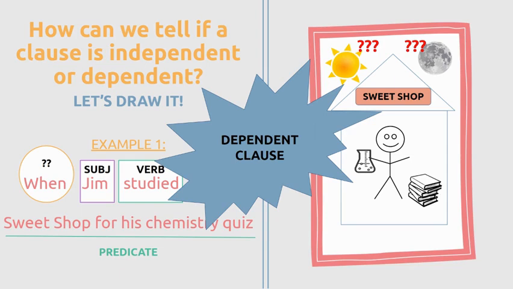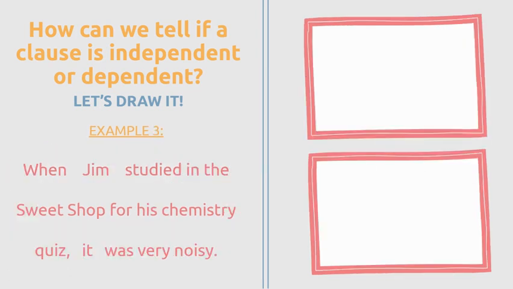Again, similar, but it has that extra word. And then if we looked back at our list, obviously "when" is a dependent marker word. The last one, example 3. "When Jim studied in the sweet shop for his chemistry quiz, it was very noisy."